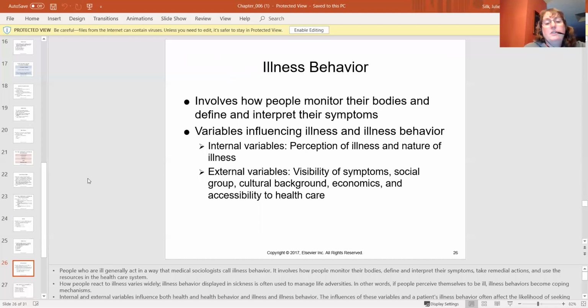So, illness behavior involves how people monitor their bodies and define and interpret their symptoms. Variables influencing illness and illness behavior would be internal and external. Internal is a perception of illness and nature of illness. And then external are visibility of symptoms, social group, cultural background, economics, and accessibility to healthcare.